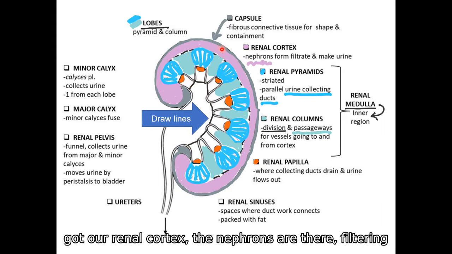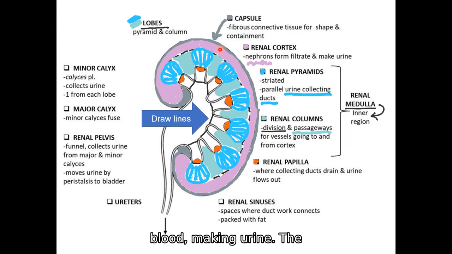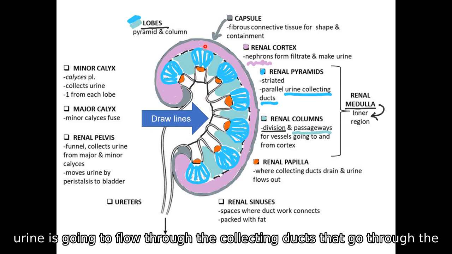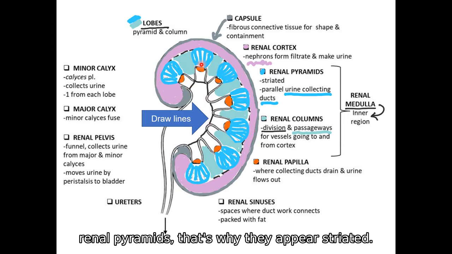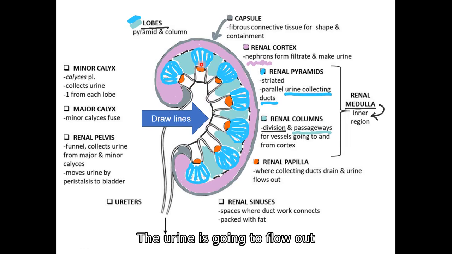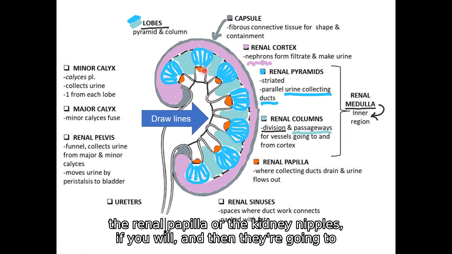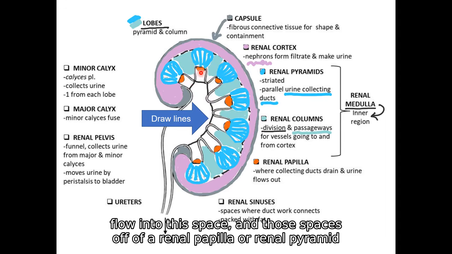All right. So remember, we've got our renal cortex. The nephrons are there, filtering blood, making urine. The urine is going to flow through the collecting ducts that go through the renal pyramids. That's why they appear striated. The urine is going to flow out the renal papilla, or the kidney nipples, if you will, and then it's going to flow into this space.